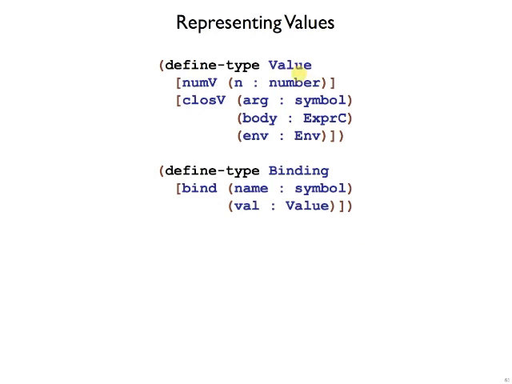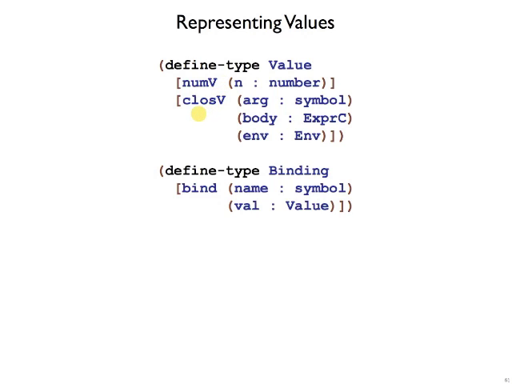That leads us to this representation of values, where we have the distinction between numbers and closures, because numbers and closures are both kinds of values. In the case of a number, all we care about is the actual number inside. Note that num_v constructs a value that's a number, whereas num_c constructs an expression that's a number.